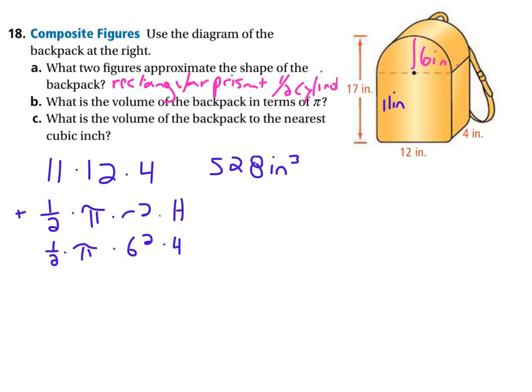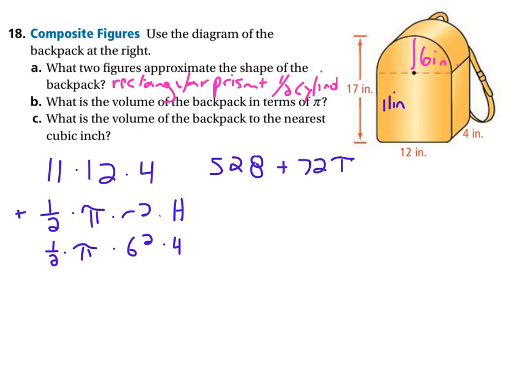And then we're going to add to that the 1/2 pi times 6 squared times 4. So what is 1/2 of 4? 1/2 of 4 is 2. So when I do 6 squared and I get 36, I need to multiply by 2, 72, and pi. Now, up here where it says 528, I'm going to get rid of that inches cubed for a second, because what we need to add to this is the value of 72 pi.